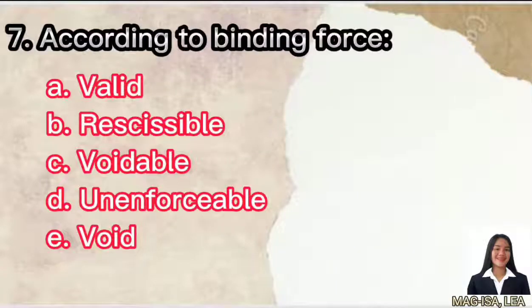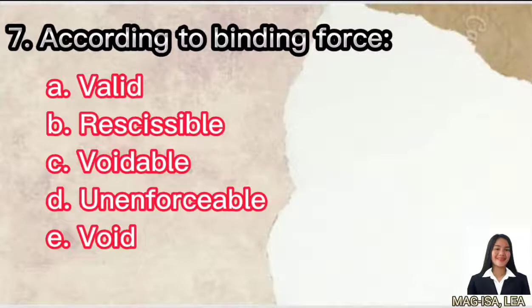Next, last classification na itatalakay natin dito ay according to binding force. So, when we say binding force, gaano ka ba mababind sa contract na ito? Actually, naka-arrange tong mga to from the most binding, letter A, and the least binding or no binding at all. Actually, void contract, not binding at all. So, those are classifications of contract.